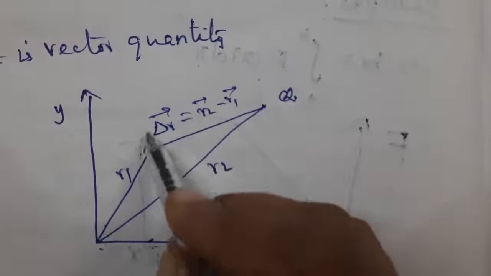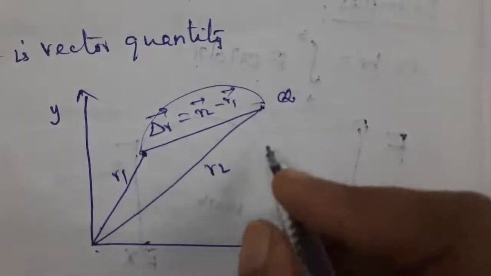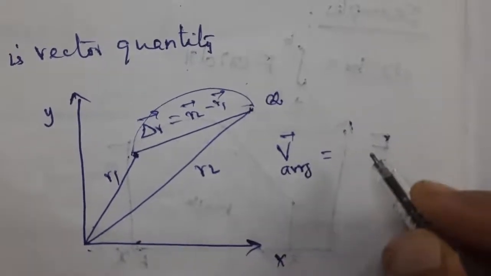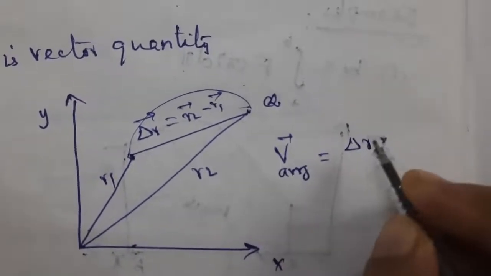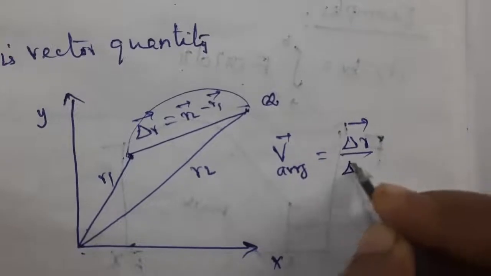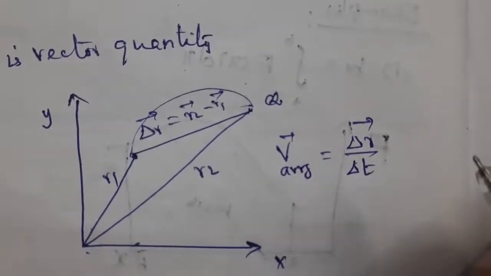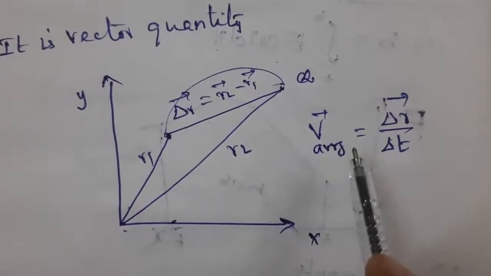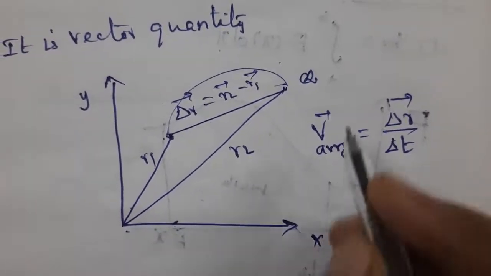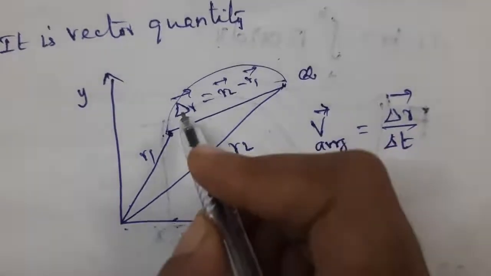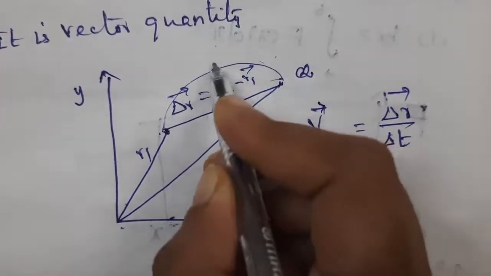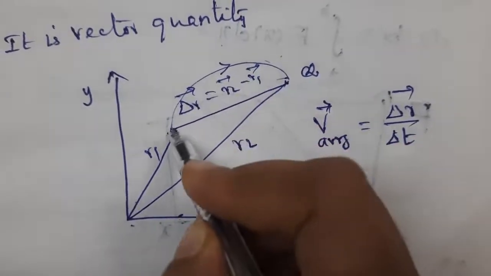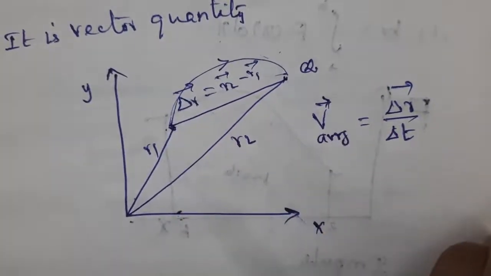So from P to Q the particle is moving. Here the average velocity V average can be written as delta r divided by delta t. Since it is a vector quantity, the direction of the average velocity is in the direction of delta r, the displacement vector.